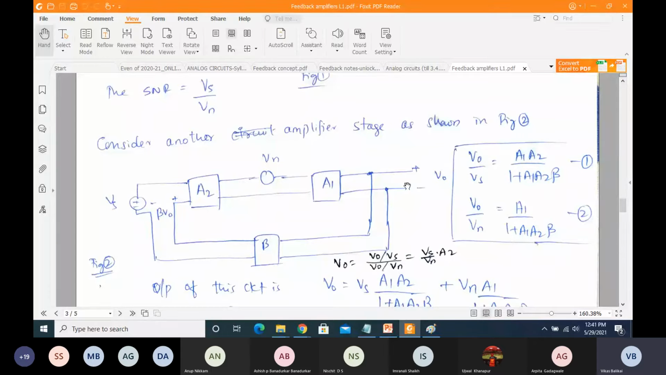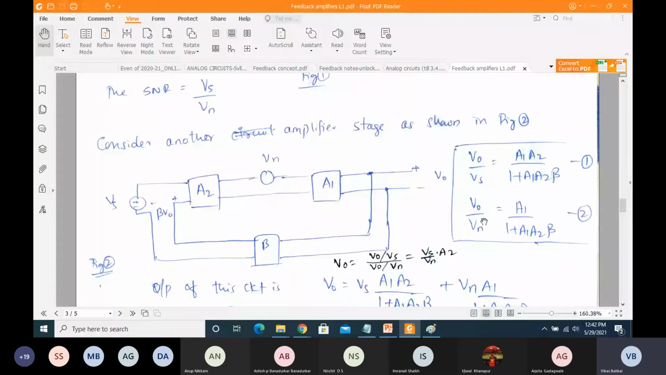Now let's try to calculate V naught upon Vn. What is the output with respect to noise for this particular amplifier A1? Here the input of A1 is noise. So I'll be considering only A1 in the numerator. But in the denominator it will be 1 plus A into beta, and the feedback component is passing through both A2 and A1, so both A1 and A2 come in the denominator, while the numerator has only A1. So V naught upon Vn will be A1 divided by 1 plus A1 A2 times beta. This is the expected result of V naught upon Vn.